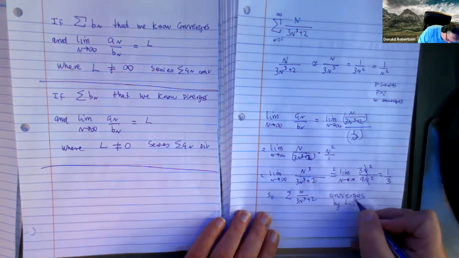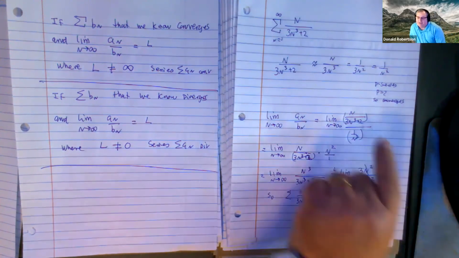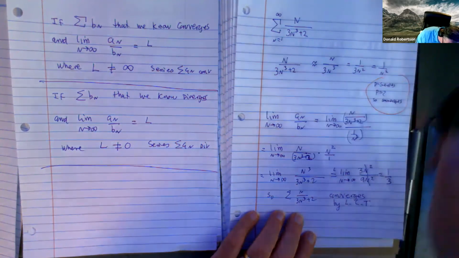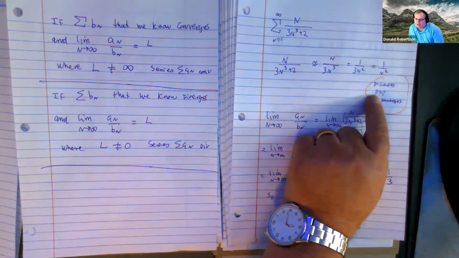By the limit comparison test. You're meant to write down these things here. These aren't just notes. These are part of the solution. You have to tell people why you know that it converges, and you have to explain which test you're using and why this works.